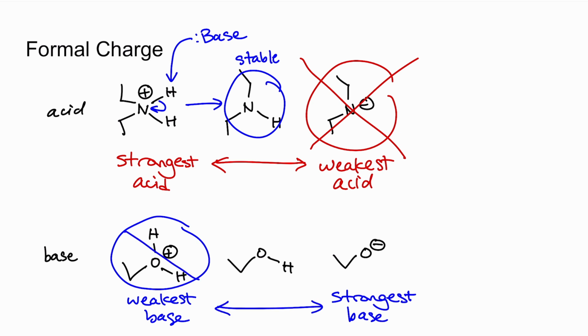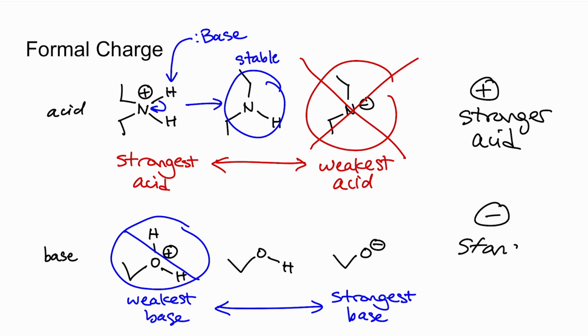These trends should make some intuitive sense because acids want to become less positively charged and bases want to become less negatively charged. Positive formal charges make stronger acids and negative formal charges make stronger bases.